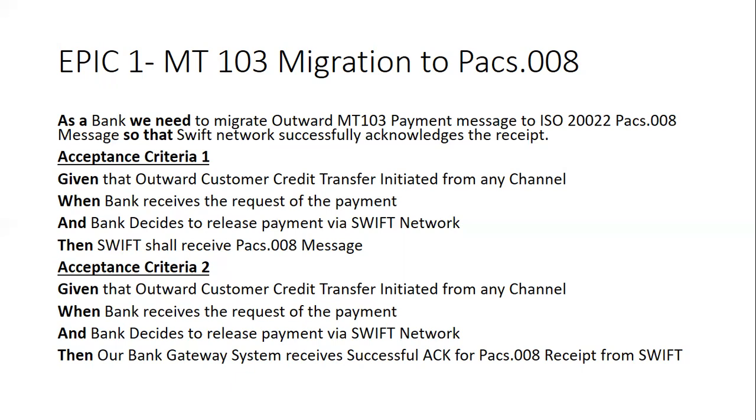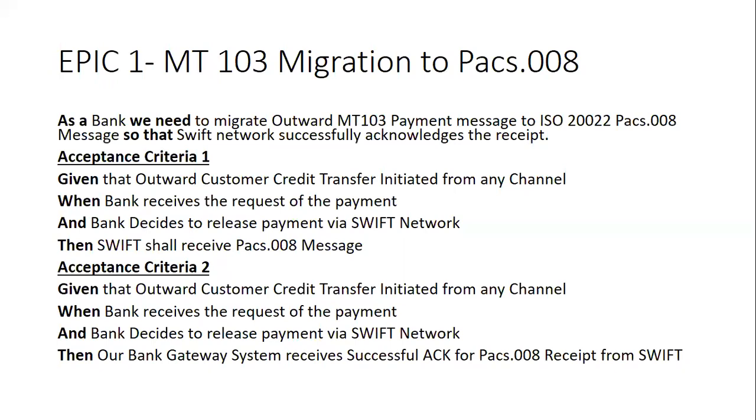And the second acceptance criteria is, the bank gateway system received the successful ack for the pacs.008 received from the Swift. So for the payment message sent, the second acceptance criteria is from Swift, it should receive the successful ack message, that is acknowledgement message. So this is the epic, that is the business requirement.